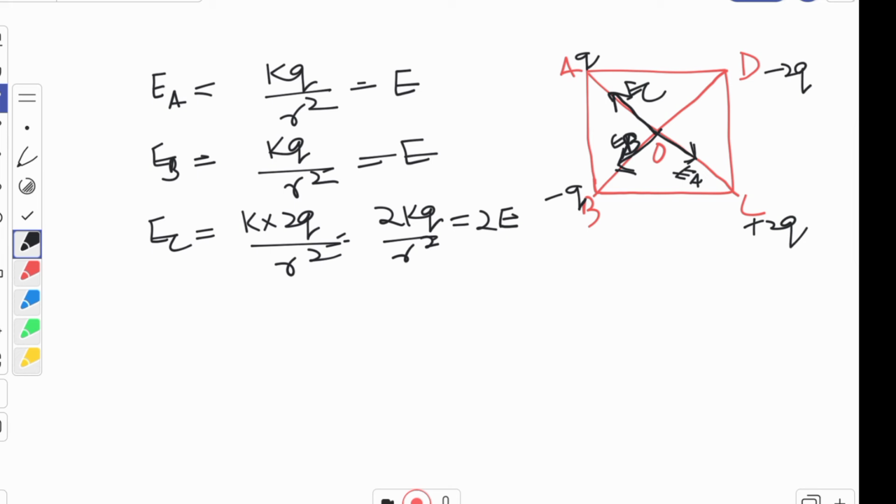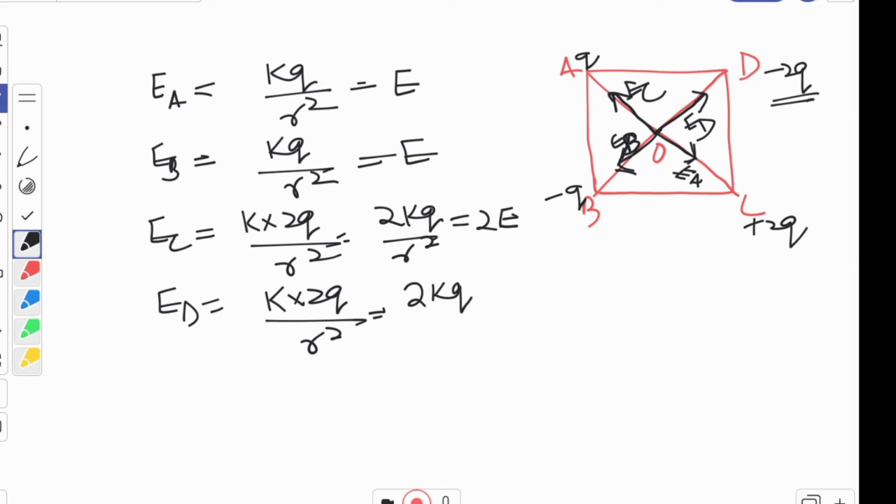No more confusion. Now what is your ED? You can see again this is your minus charge. So minus charge means negative charge. So negative charge means what will happen? It will be towards the charge. So this is your ED. So ED will again be K 2Q by R square. Repeatedly I am telling, don't take the minus sign. We are only taking the value. So 2KQ by R square, so simply again 2E. Clear?